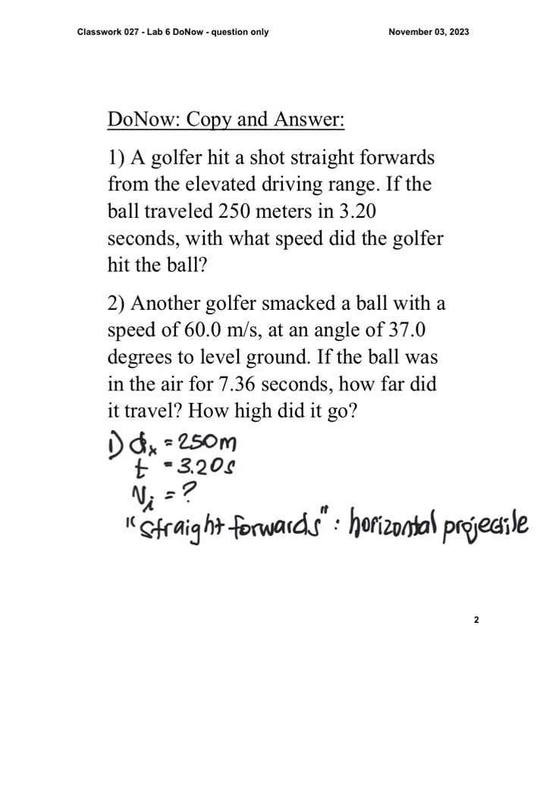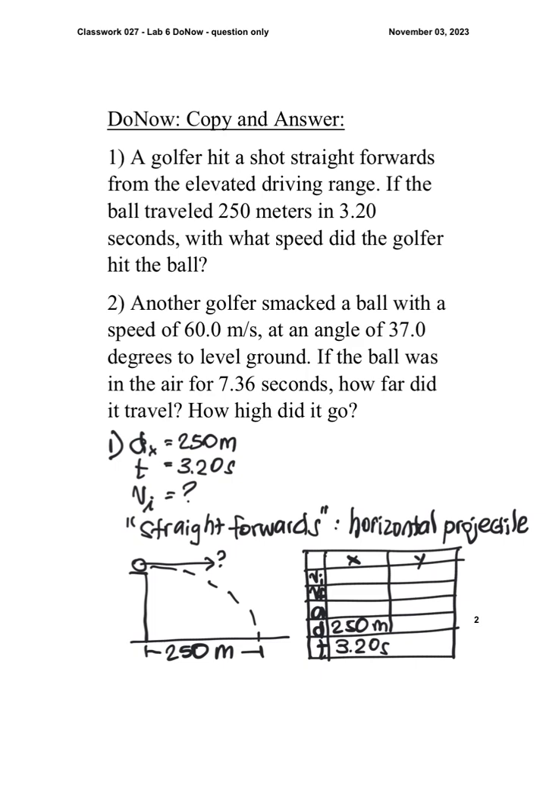Okay, so for the first question, we have that the range is 250 meters, 3.2 seconds worth of time in the air, and you want to know the initial velocity, and the problem says that it was shot straight forwards from an elevated position, so that's going to be a horizontal projectile. There's a little drawing, 250 meters is the range, and we want to know what was that initial velocity. So let's make a table of values.